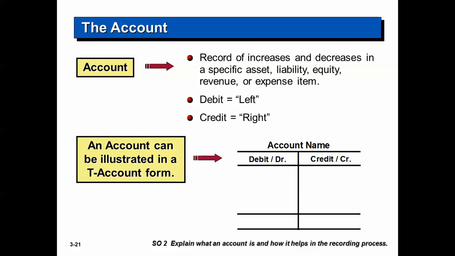Now, we're going to look further at what's called the account. We're going to look at each account separately. An account is, think of it as a T. Across the top is the name. Down we have the left-hand side, which is called debit, and the right-hand side, which is called credit.